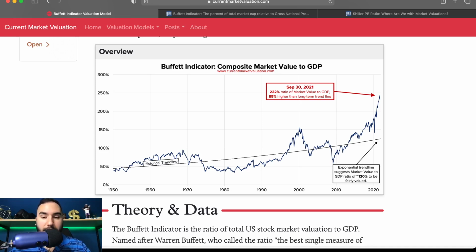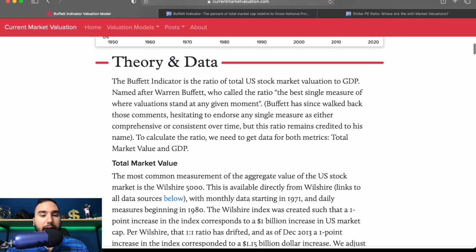And now, as of September 30th, 8 days ago, we are so much higher than the historic trend line. That is why people are saying, at least in terms of the Buffett indicator, markets are overvalued. Again, we're at a 232% ratio of market to GDP, 85% higher than this historical long-term trend line that dates back not only 10, 15, 20 years ago, guys. This dates back to 1950, at least this chart that I'm looking at right here.